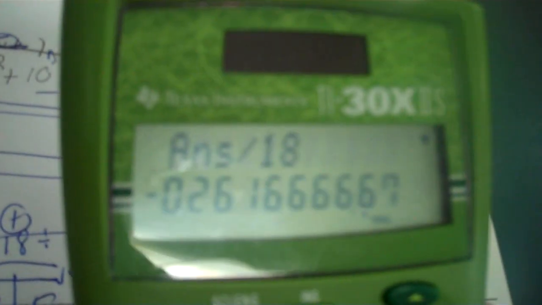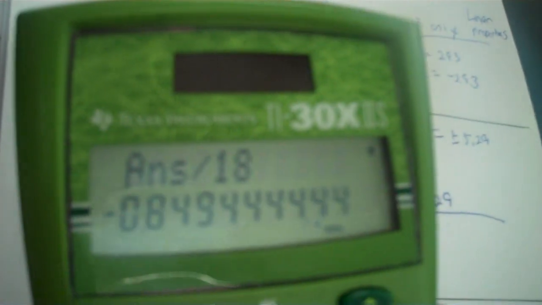Okay, so we take negative 10 plus 5.29, click equals. Before dividing by 18, I get negative 0.26. Then I take negative 10 minus 5.29, click equals, dividing by 18, negative 0.85.